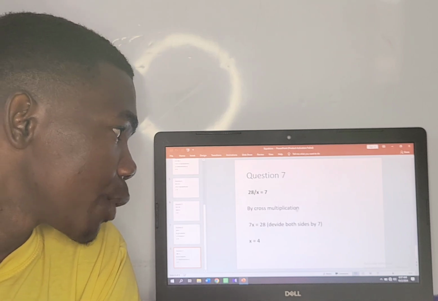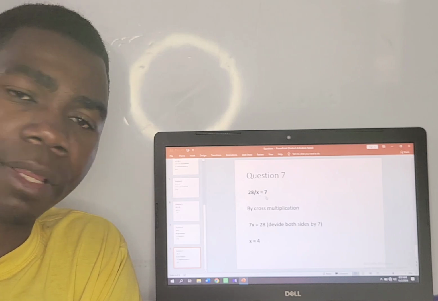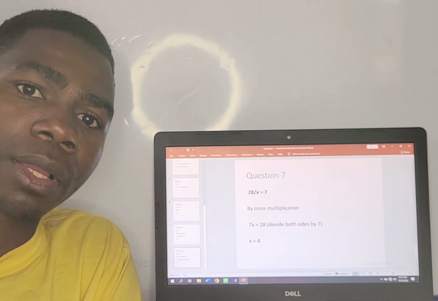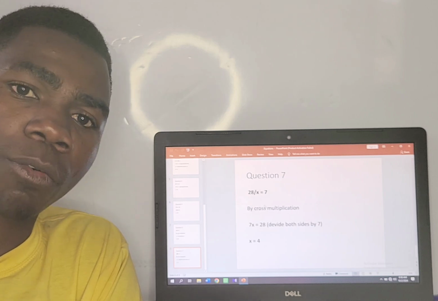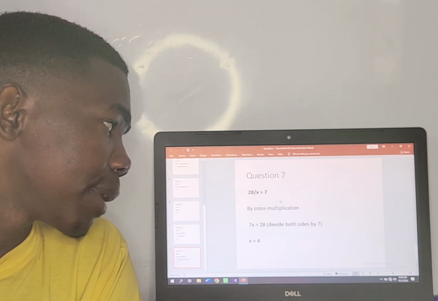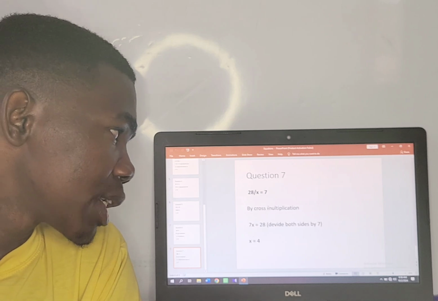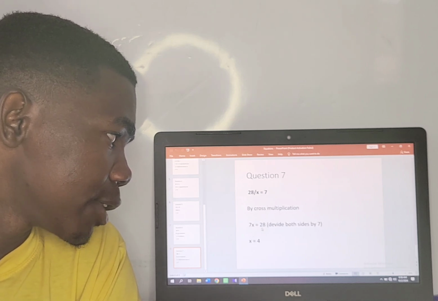So we have 28 over x is equal to 7. But remember, 7 is over 1, with denominator 1. So 28 over x is equal to 7 over 1. Then apply cross multiplication. So x times 7 becomes 7x, right? 28 times 1 becomes 28. So now we have 7x is equal to 28.